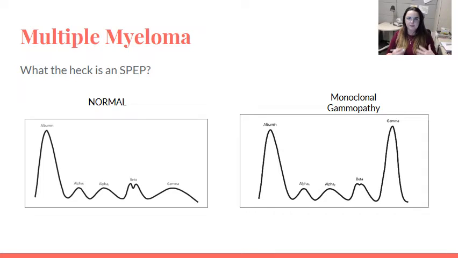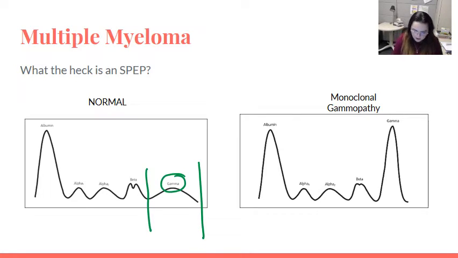So an SPEP is essentially looking by electrophoresis at the types of protein in your blood, okay? And this is kind of a normal SPEP curve. And I want to pay specific attention to this hump right here, the gamma hump, okay? This one essentially means IgG, all right? With me so far? This kind of makes sense.